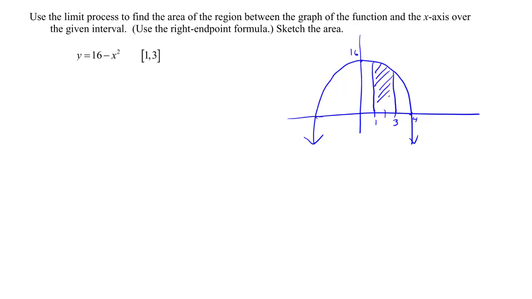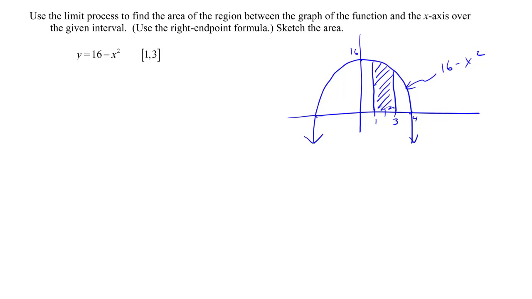So this region right in here, where this is 16 minus x squared. So that's the region that we would want. So let's see how we can do this. Again, we're just going to use the basic idea that area is the limit as n goes to infinity of the sum i equals 1 to n. And I'm going to use the right endpoint, so f of a plus i delta x times delta x.